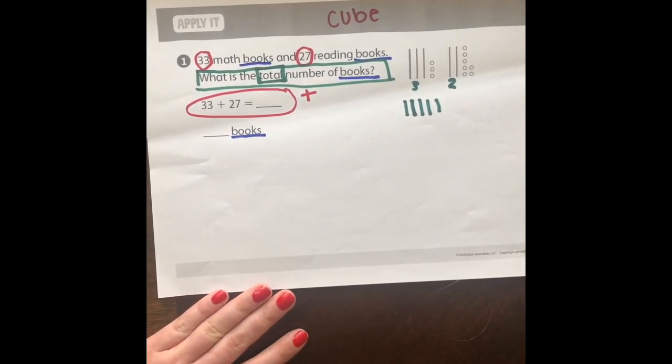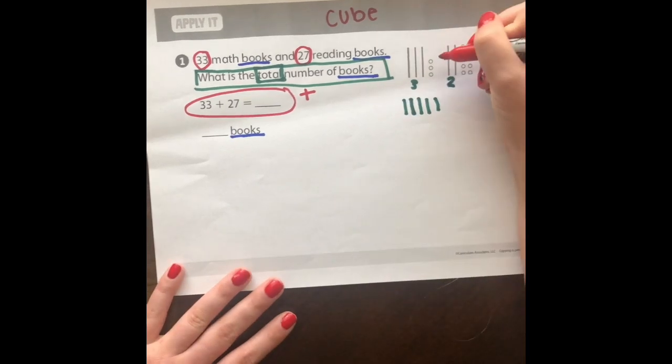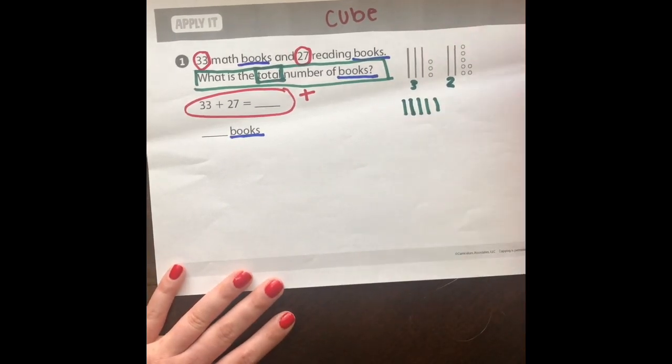So let's go ahead and count our ones all together. 1, 2, 3, 4, 5, 6, 7, 8, 9, 10.